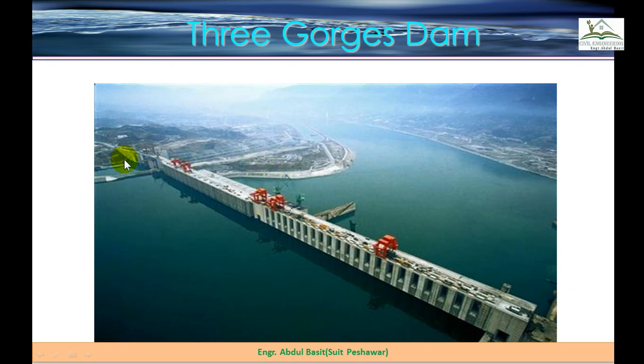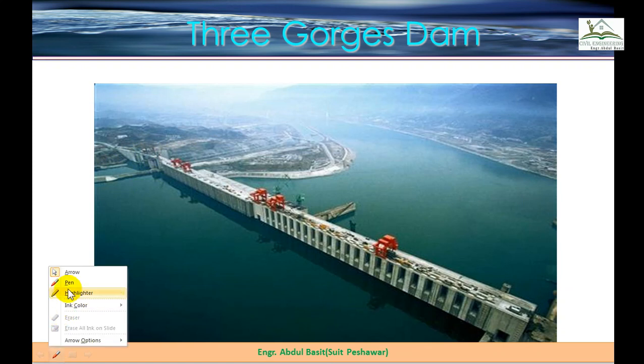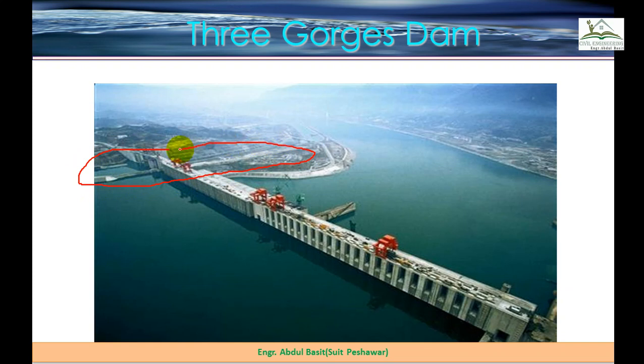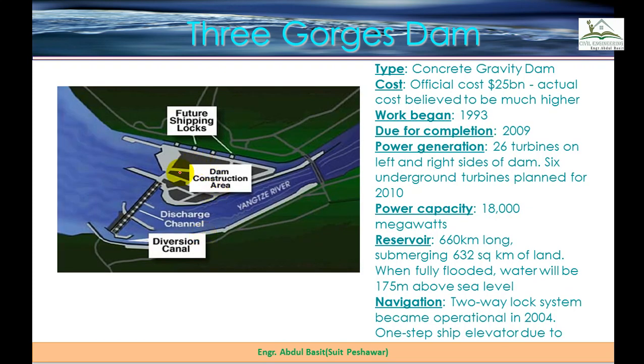And here at the ends, let me show it to you with the help of this pen. In this portion we have the shipping lock and other small structures besides the solid structure and these gates. They are also present over there. So how can you see it from the top view? This is the model of it. You can see this is the diversion canal located over here, and this is the shipping lock. The rest of the structure was clear to you.